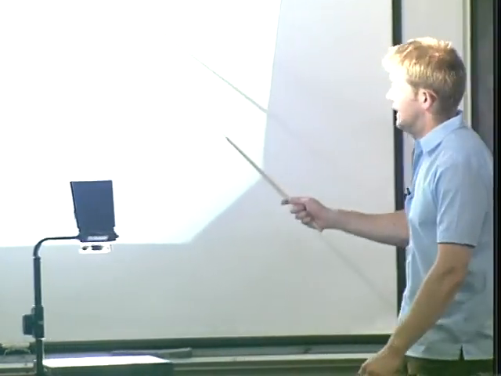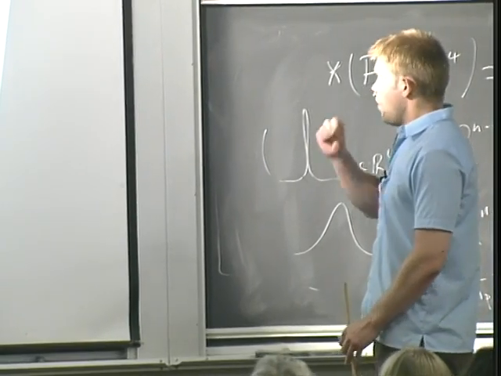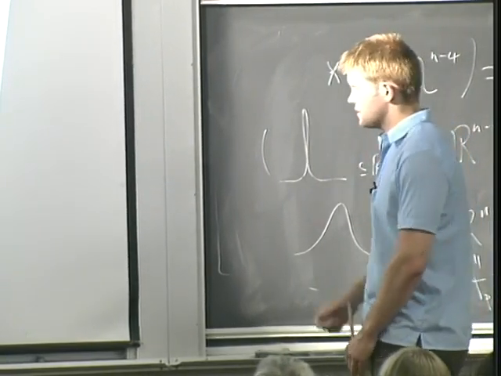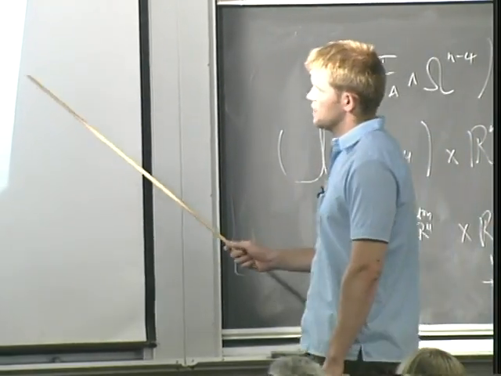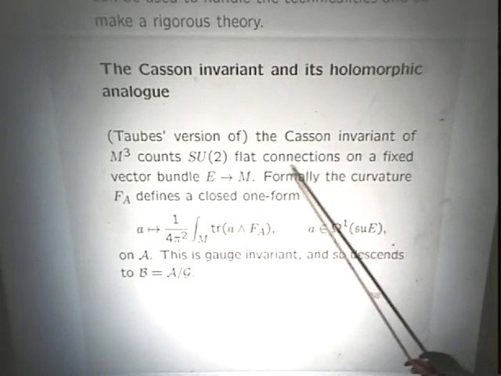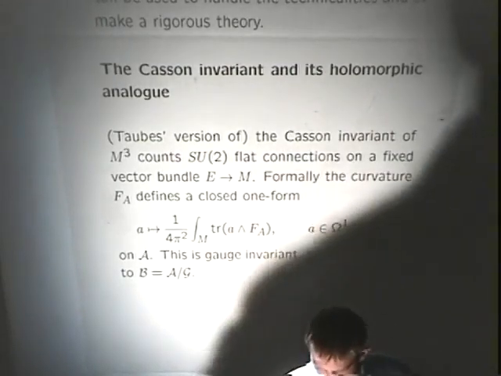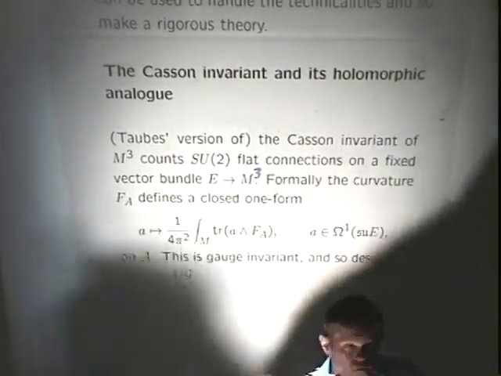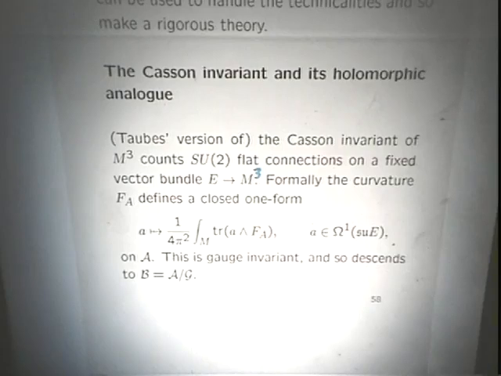So this is another gauge theory. This is called Chern-Simons theory. This is another example. Taubes has a definition of the Casson invariant, which is purely gauge theoretic. Roughly speaking, it counts flat connections on a vector bundle on a 3-manifold. This is a 3-manifold. So I'm on a real 3-manifold.